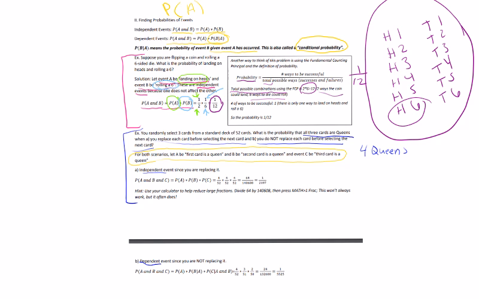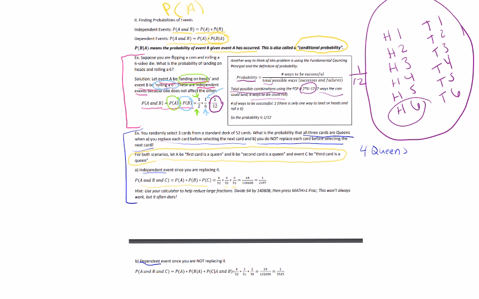So for that first scenario where we are replacing each card and they're independent, we're just going to multiply those probabilities together. So we know 4 out of 52 cards are queens, so that's for the first one. We put it back, and now we've got a full deck of cards again, so we have the same probability the second time and the third time. Multiply those together, and we get 1 over 2,197.